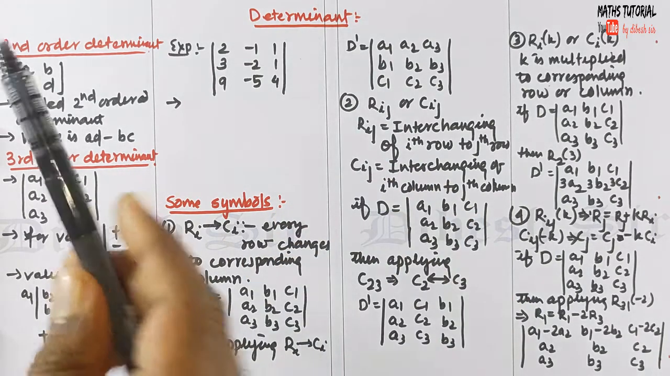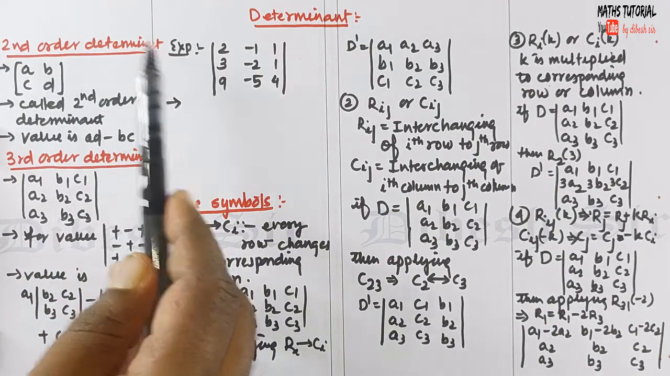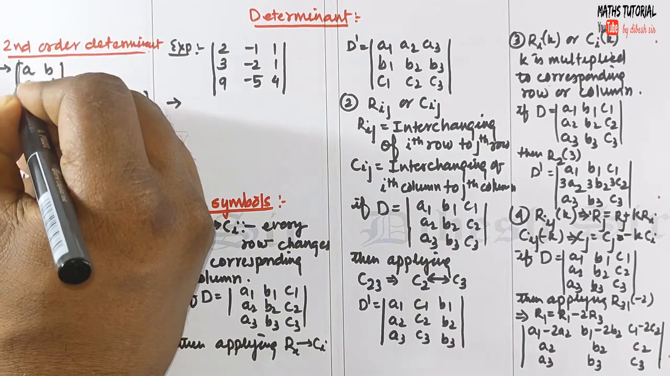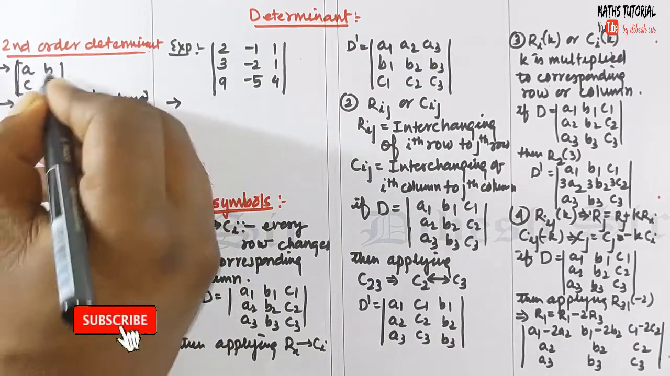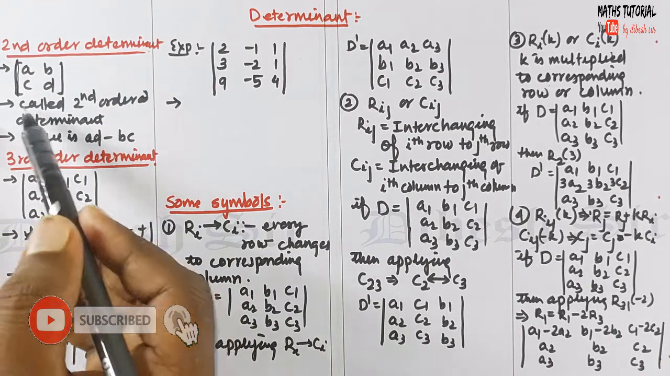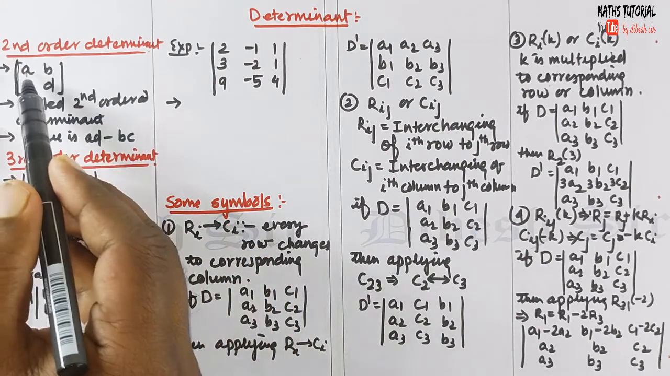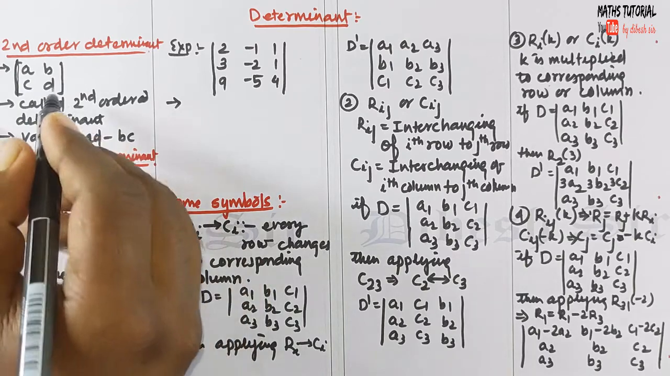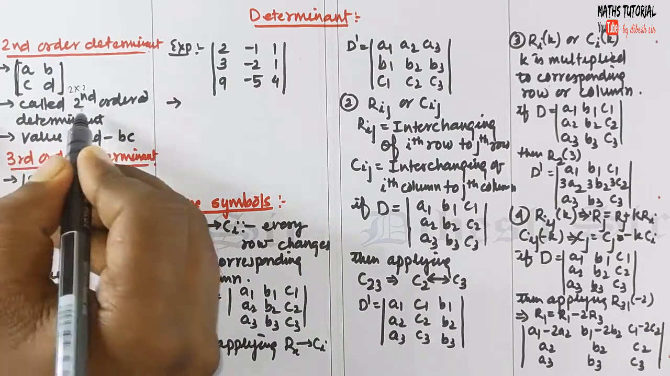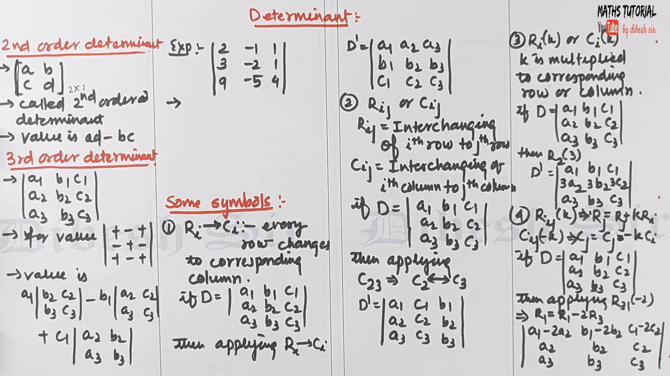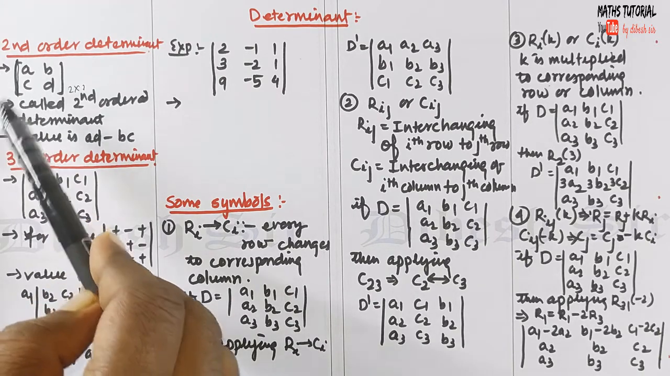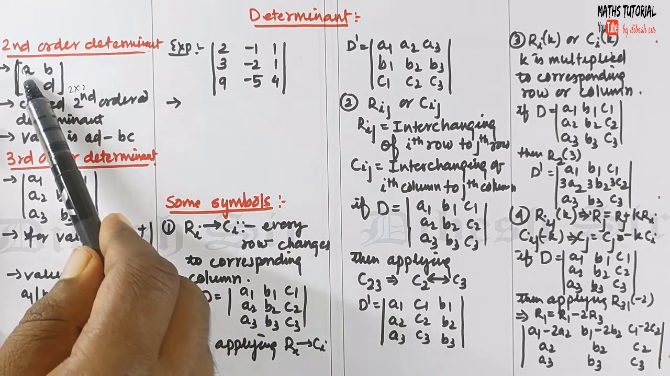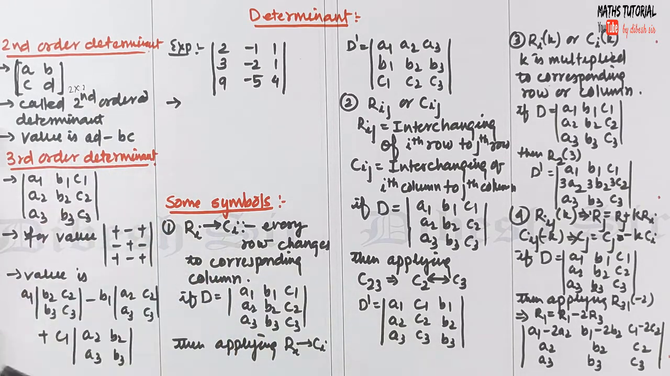Determinant. Second order determinant can be written as A, B, C, D. This is called second order determinant because it has 2 rows and 2 columns. That's why it is 2 cross 2, or you can say second order determinant. Its value is product of principal diagonal minus product of secondary diagonal, that is AD minus BC.